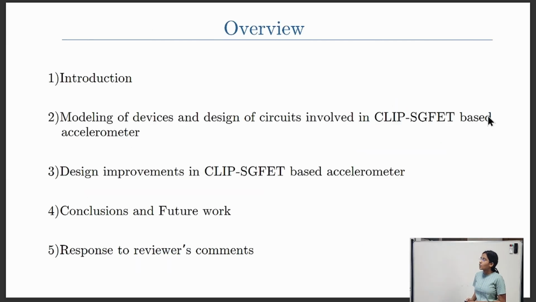So this is the overview of my presentation. I'll be introducing my work. Then I'll be discussing modeling of the SG-FET device and the design of all the different circuits involved in the accelerometer system. I'll be discussing some of the design improvements that we have made. After that I'll be concluding my work, and in the end we have responses to our reviewers' comments.